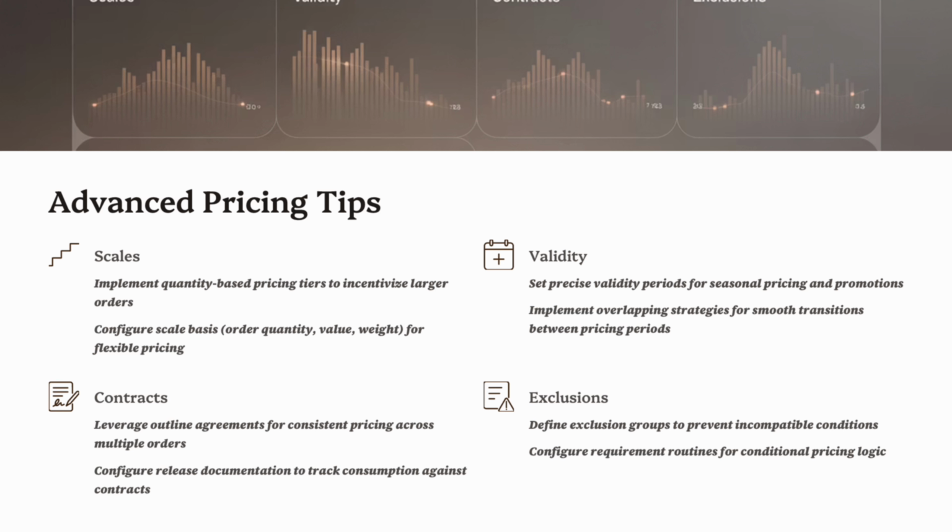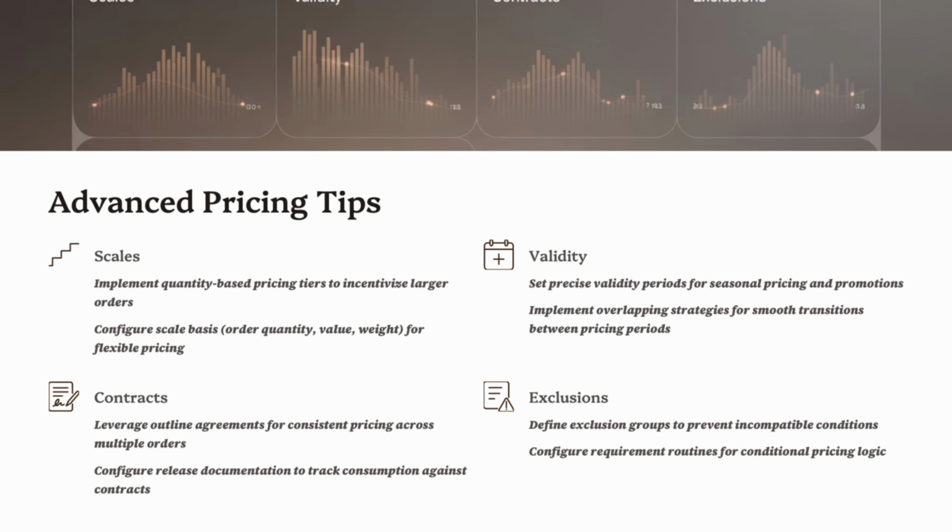Validity periods: condition records can be set for specific dates. For instance, a discount valid only during quarter 4. This ensures SAP automatically applies or removes conditions at the right time. Info records and contracts: pricing conditions can be stored in purchasing info records or long-term contracts, reducing manual entry and errors.